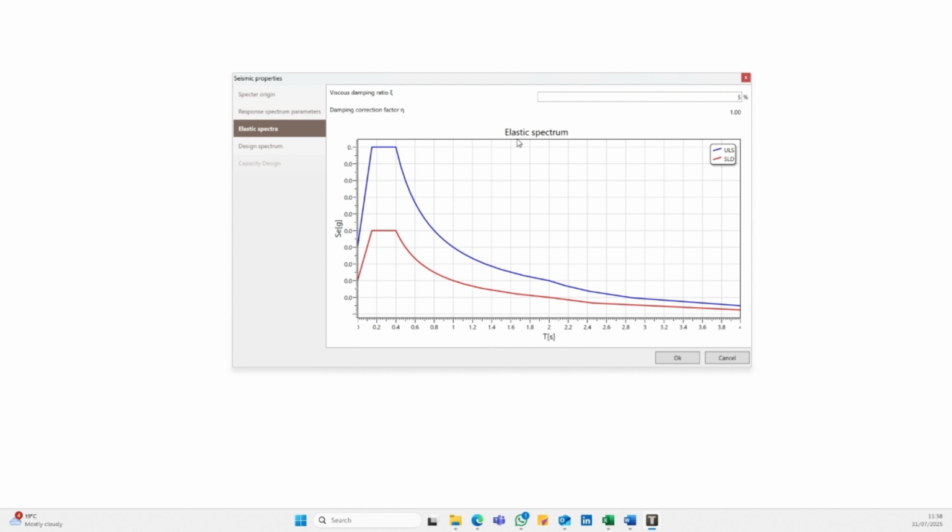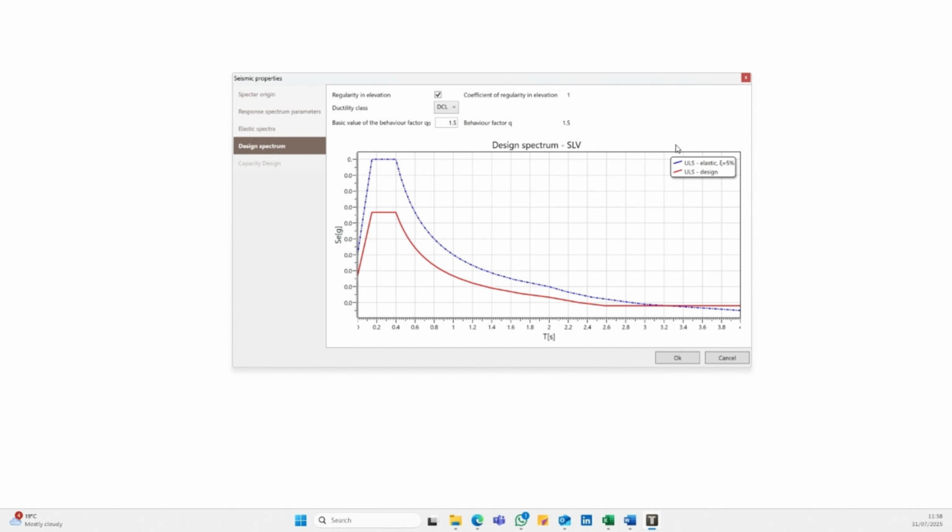This chart helps engineers design TimberTech buildings by balancing safety and serviceability based on how the ground is expected to shake. This is the design spectrum for SLV, plotting spectral acceleration, Se(T), against period, T, in seconds. We've got 2 curves, the blue dashed line for ULS elastic with 5% damping, and the solid red line for ULS design. Starting on the left, the ULS elastic curve jumps to about 0.11 g around 0.05 seconds, showing the peak ground shaking for short-period structures. The ULS design curve starts lower, around 0.07 g, reflecting a reduced demand due to the behavior factor.